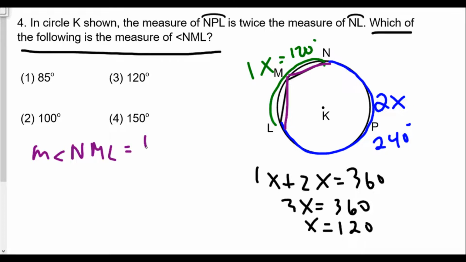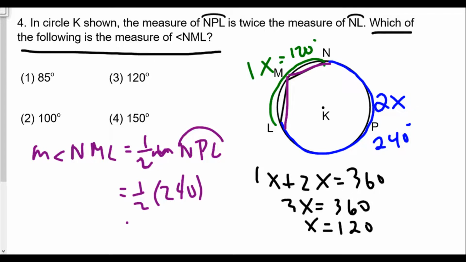is equal to 1/2 the measure of arc NPL. Therefore, 1/2 of 240 is 120 degrees. So the angle measure is going to be 120 degrees.